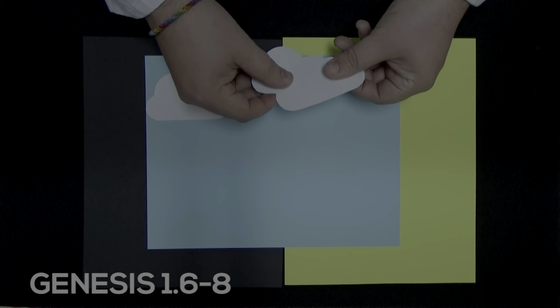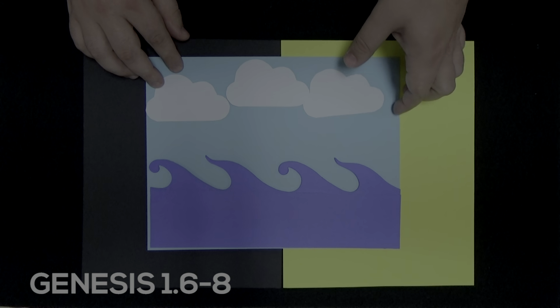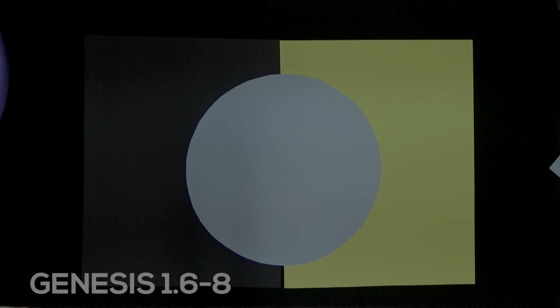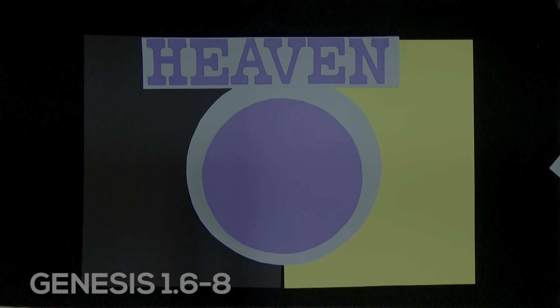Then God said, "Let there be a firmament in the midst of the waters, and let it divide the waters from the waters." Thus God made the firmament and divided the waters which were under the firmament from the waters which were above the firmament. And it was so. And God called the firmament heaven. So the evening and the morning were the second day.